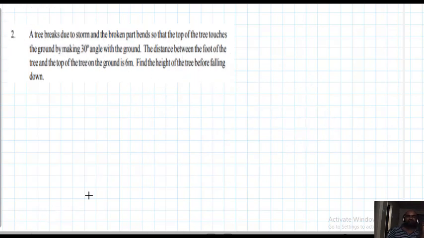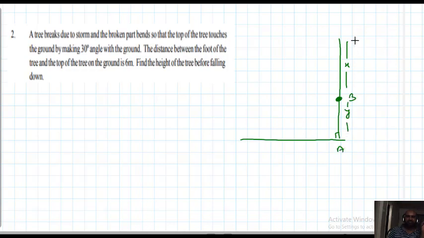The diagram is important. This is the ground. This is the actual tree, broken at this point. Let this be x and this be y. We should name the points A, B, C. So this is the BC portion. I can say D. So I can say this also is x only, making 30 degrees with the ground, and this is given as 6 meters.